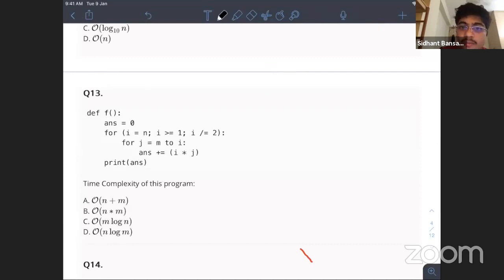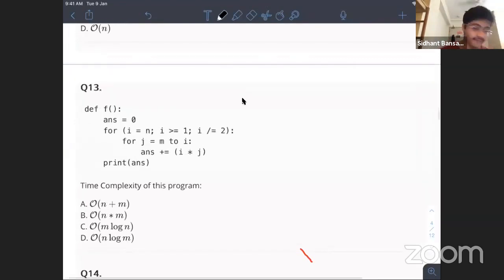Okay, so yeah, two people said m log n is the answer, which is correct. The analysis is slightly hard for this one. I feel like it's not that trivial.